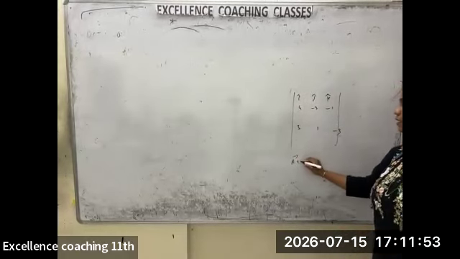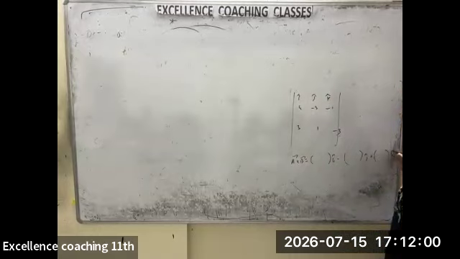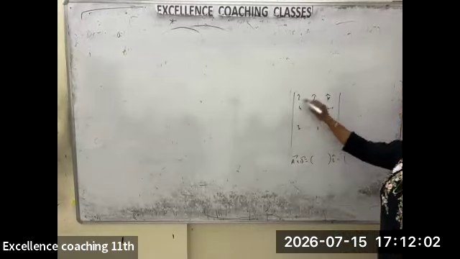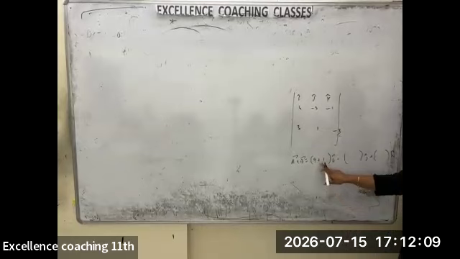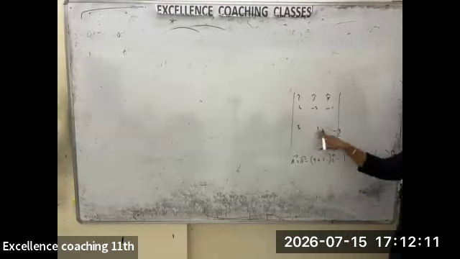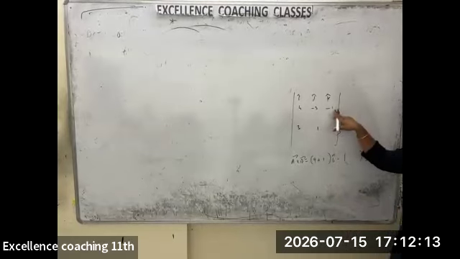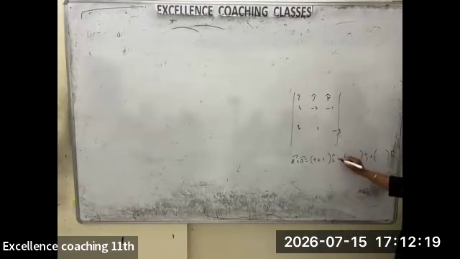So A cross B will be something into I, something into J, plus something into K. First row, first column: 9 plus 1. Because here by default you should get a minus sign, 1 into minus 1 will be minus 1. So minus into minus will be plus. Correct, no? Then hide this vertically down first, then vertically up.